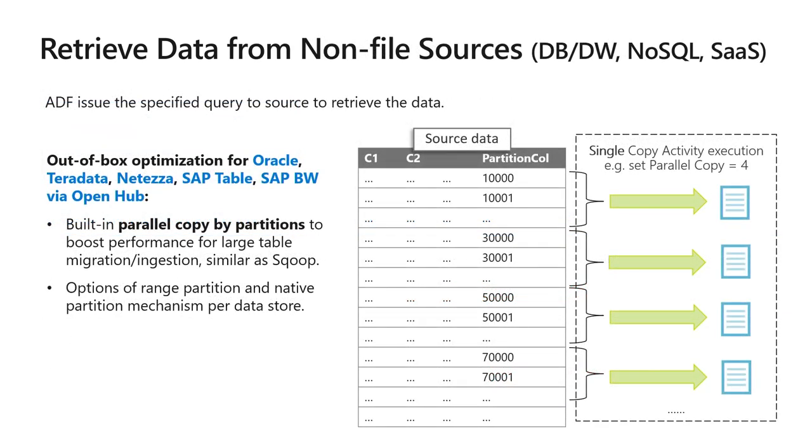For relational databases, we issue a query to the source and retrieve the data from there. And for some of the data stores, Data Factory even has more performant ways. We will issue multiple queries, like auto-split based on the query configuration you specified, to copy data in parallel and write data in parallel. That is to achieve better performance for your case.